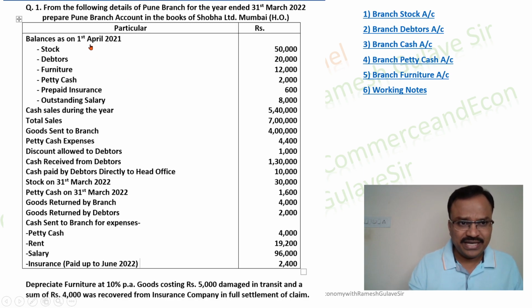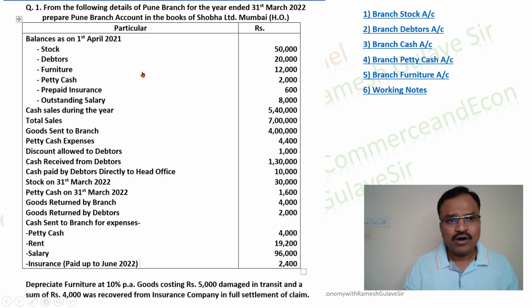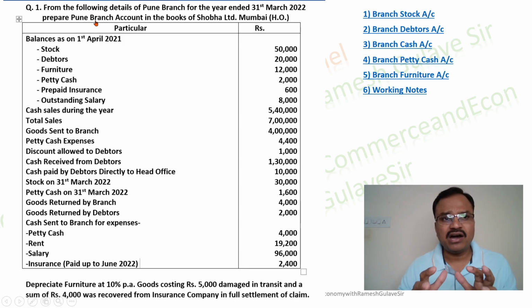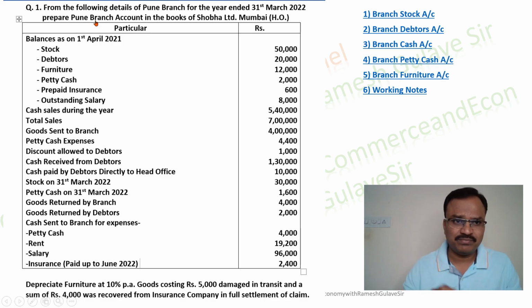See friends, at the beginning we have balances as on 1st April 2021. So basically these are the opening balances of assets and liabilities, right? See friends, the question asks us to prepare a Pune branch account. Here I would like to mention that the purpose of preparing a branch account is to find out the profit or loss suffered by that branch in the previous year.